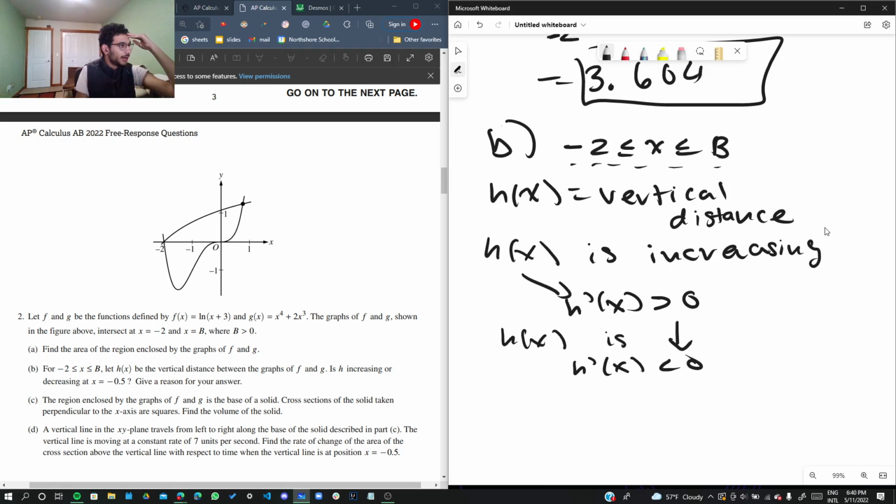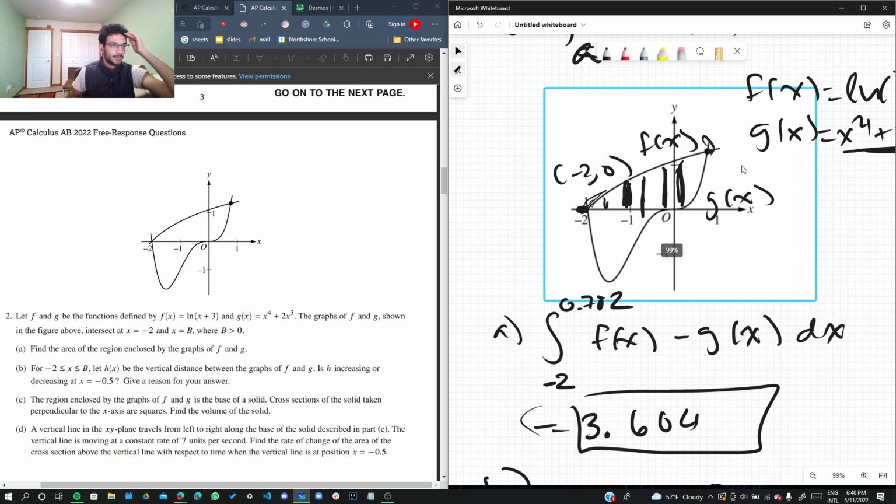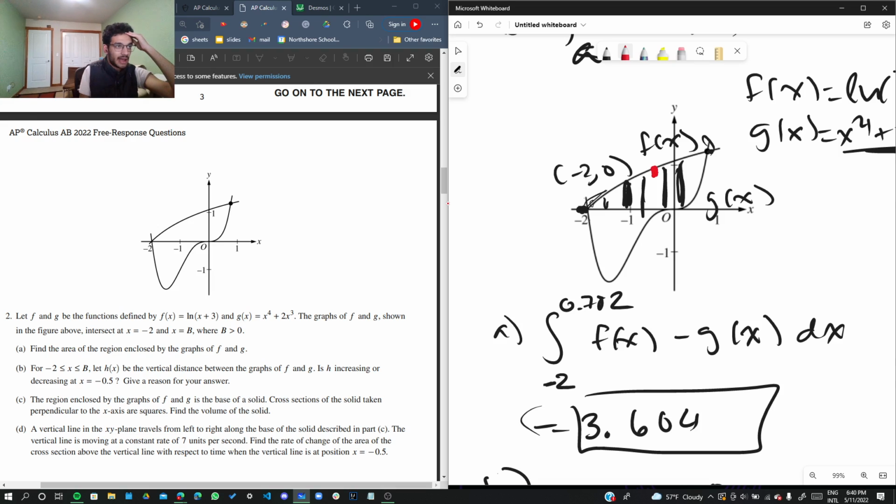Now, they've given us h of x as this vertical distance, but what does this vertical distance actually represent? Over here, if you look at it carefully, let's bring the graph back. This vertical distance is just f of x minus g of x. If you really think of it, you just get this vertical distance right here.